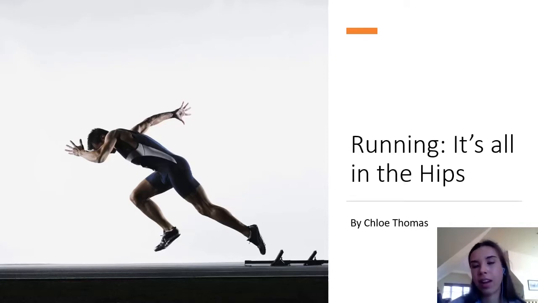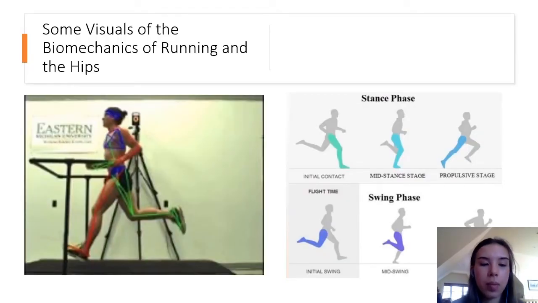Hi, I'm Chloe, and my presentation is about what's going on while running in the hip joint. First things first, we're going to be looking at some visuals and biomechanics of running, specifically at the hips. We're going to go ahead and watch this video.